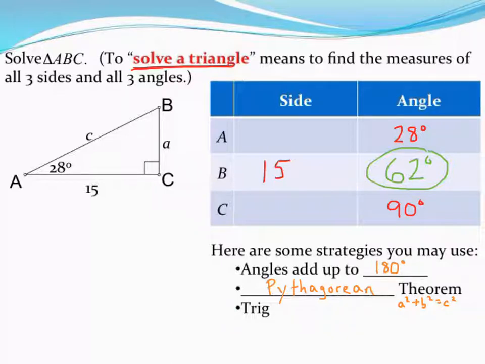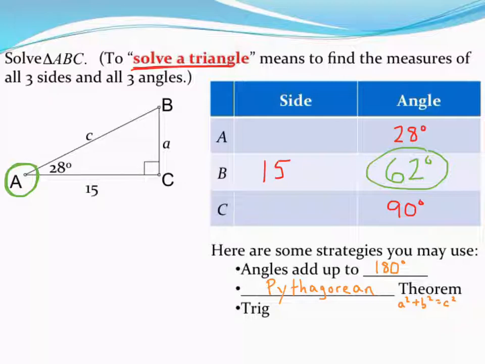So going back to hopefully some things we remember from geometry, the first thing I want to do is figure out an angle to be sort of standing at, or to use as my starting point. And you're free to use any angle as long as it's not the right angle. I'm going to use angle A. You could just as well have used angle B because we know angle B as well.